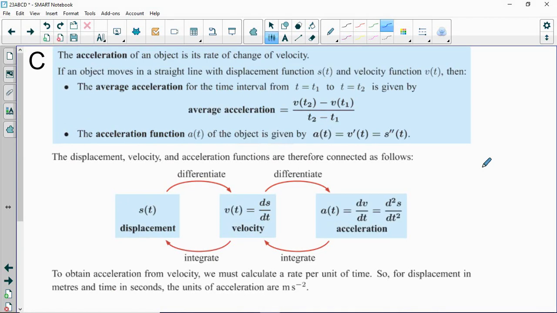The next step in all this is pretty straightforward. We're now going to talk about average and instantaneous acceleration. Acceleration is just going to be the second derivative of displacement.